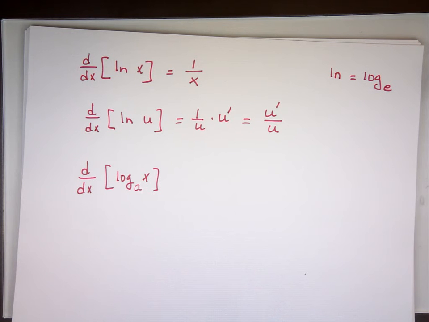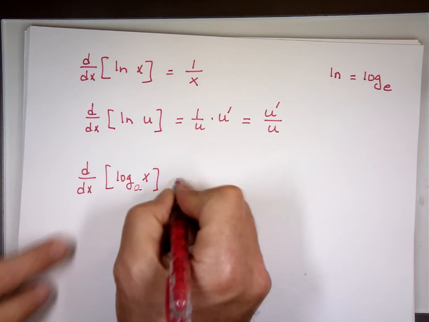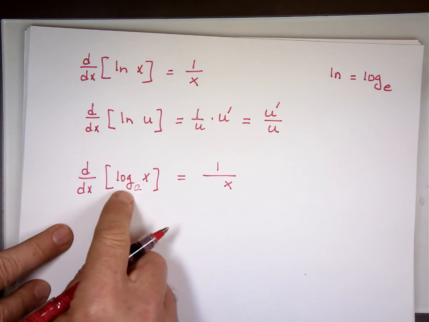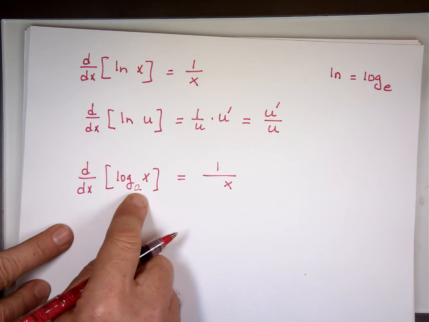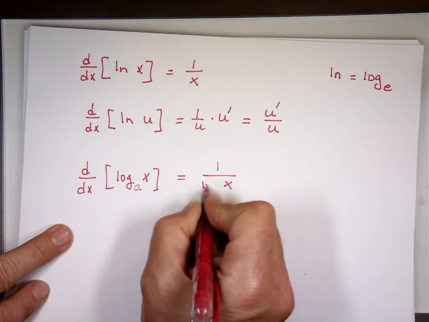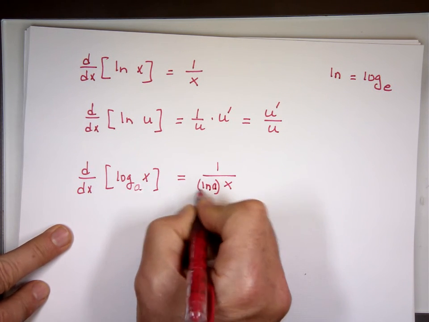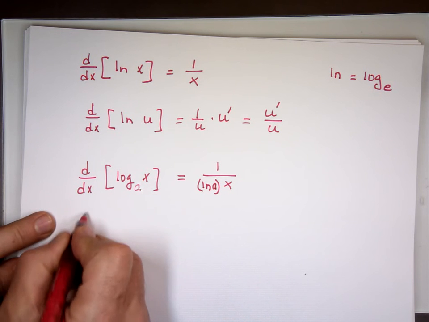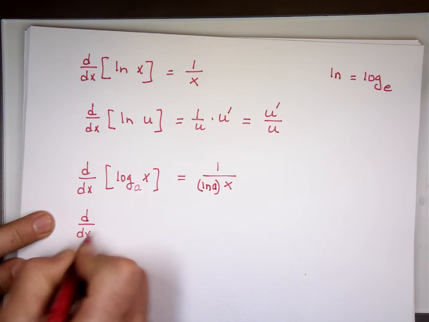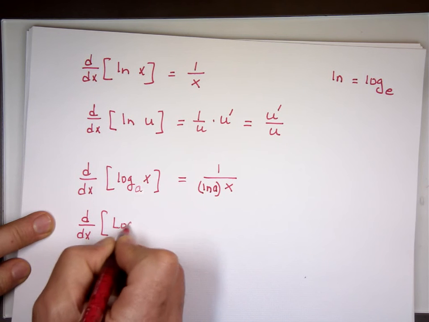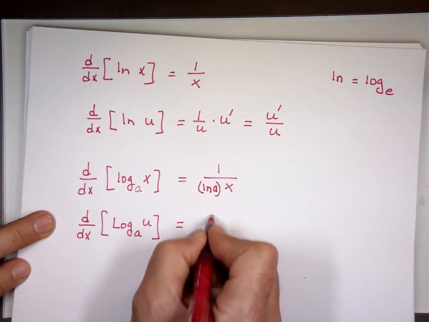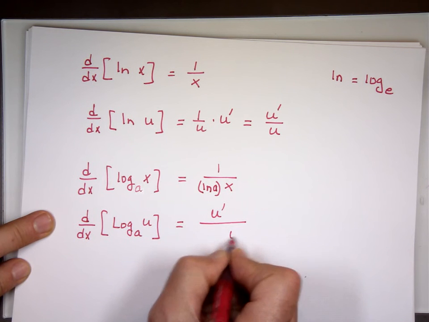If it was the natural log, that would be what? 1 over x, right? If that was the natural log of x. But the a here, we need to make an adjustment to it. That becomes the natural log of a in the bottom. And if that was a u, we know this is u sub prime over u, but we have to do an adjustment to that. That's times the natural log of a.